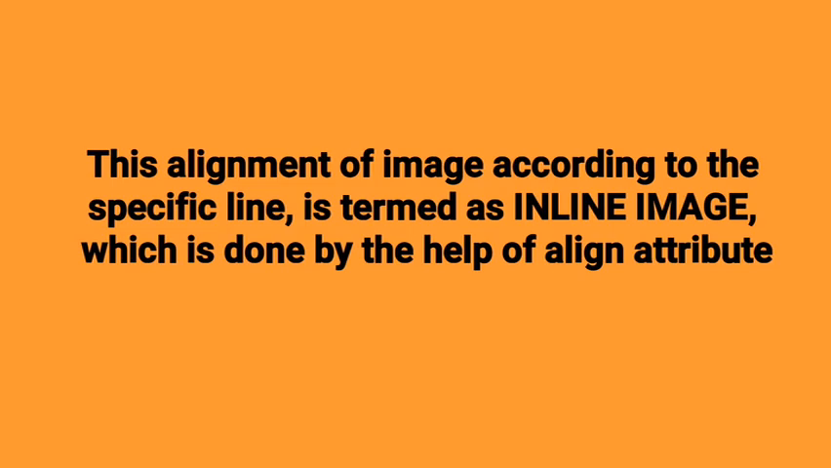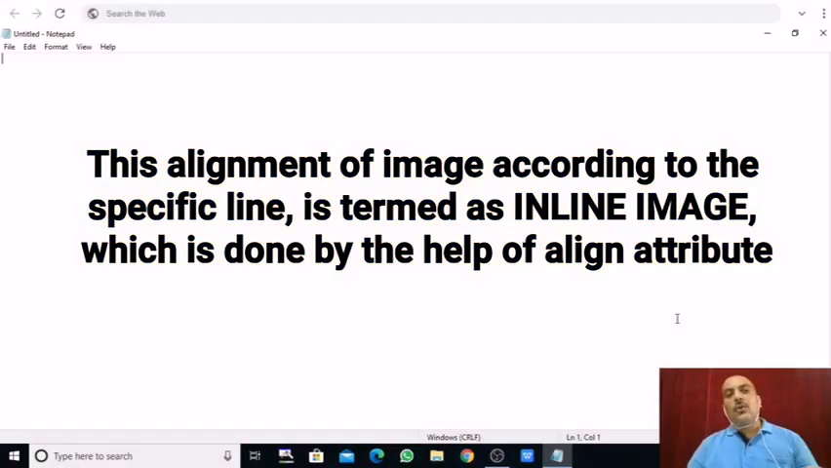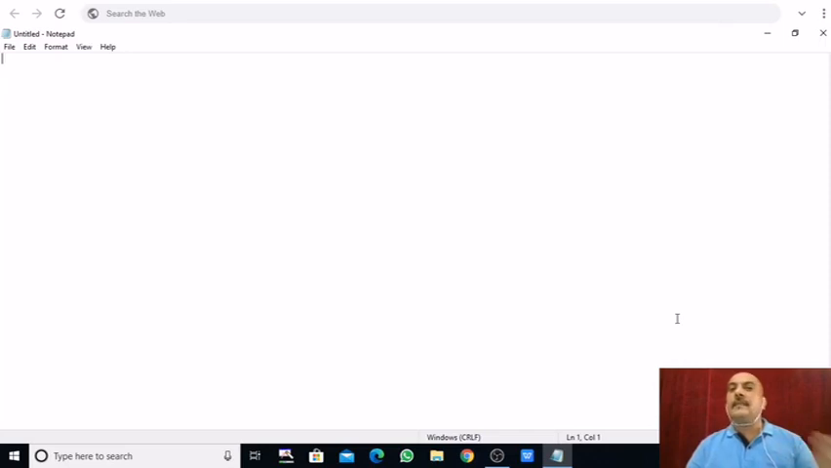When you are using the align attribute, then there is no rule of aligning the image to the page, right? So this alignment of an image according to the line is known as an inline image. So what is an inline image? An inline image is when we use the align attribute with the image tag, then it is aligned according to the line only, and it depends on us in which line we are inserting the image. If you are inserting your image in the fifth line, then it will align in the fifth line only, according to the value you are giving with the align attribute.